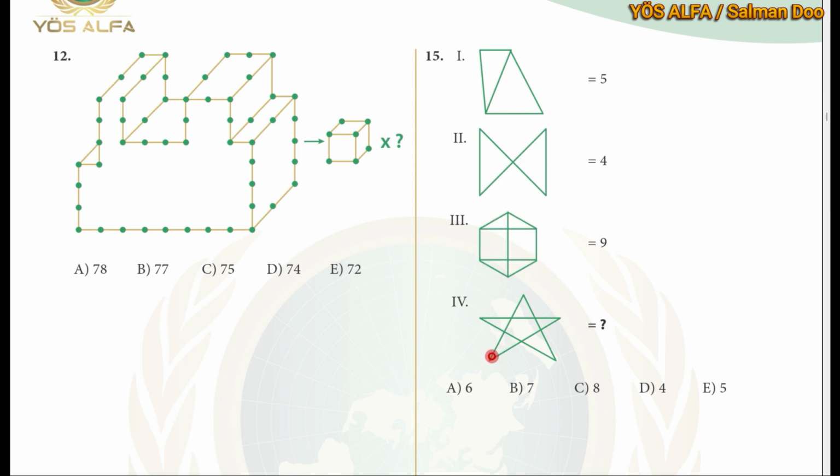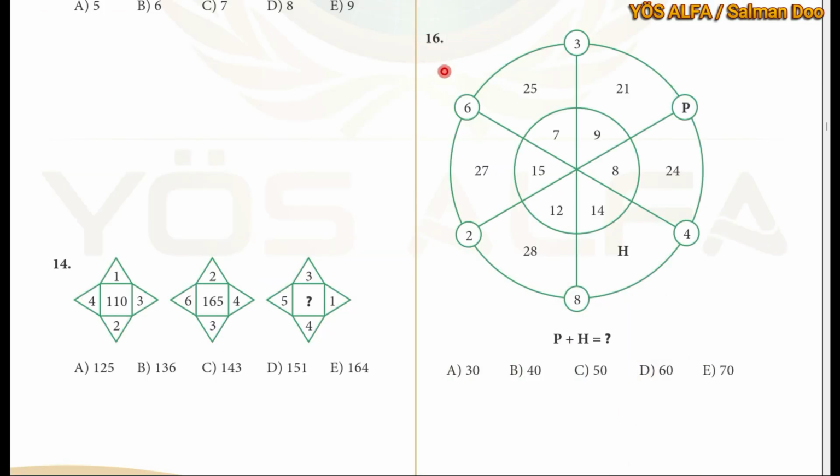So how many sides are there? 1, 2, 3, 4, and 5. So the answer is E. 15. We need to find a relation between the numbers and the figure. So here, 6 times 3 is 18, plus 7 gives us 25. We can write down a formula from here.